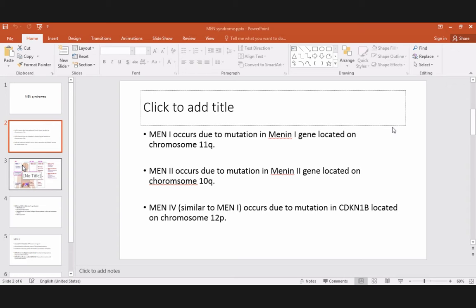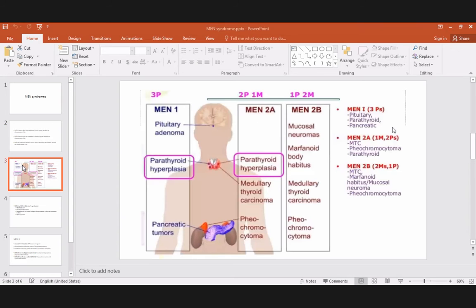Now, what is MEN 1, what is MEN 2, and what is MEN 4? I'll go into the detail of it. We have MEN 1. Keep it in mind, MEN 1 is 3 Ps, just to make it easy for understanding. MEN 1 tumor has 3 Ps.